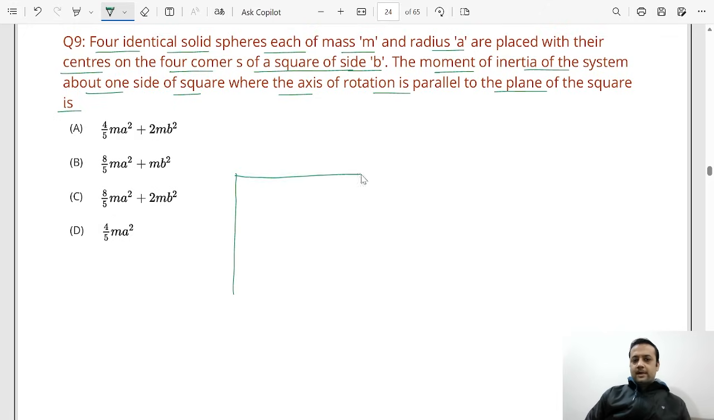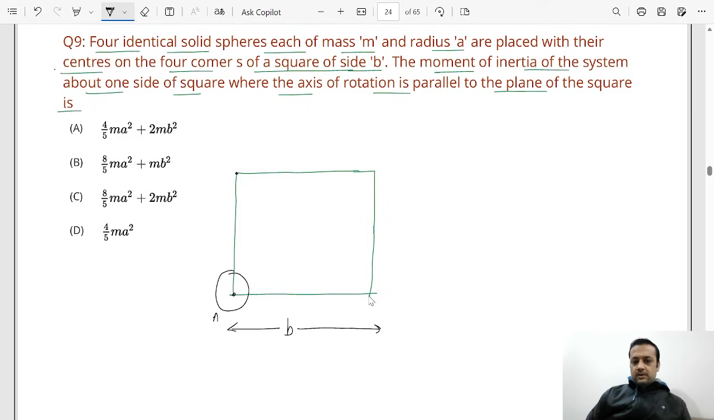So basically this is the square, and the side length of the square is b, so we can say that this length is b. Now let's label the corners. Let's say this is A, here you have placed a sphere. This is B, here also a sphere. This is C, here also a sphere, and this is D, here also a sphere. Now to find the moment of inertia of the system about one side of the square, where the axis of rotation is parallel to the plane of the square, they are talking about this axis. This axis is in the plane of the square, and it is one side of the square. This is the axis of rotation.